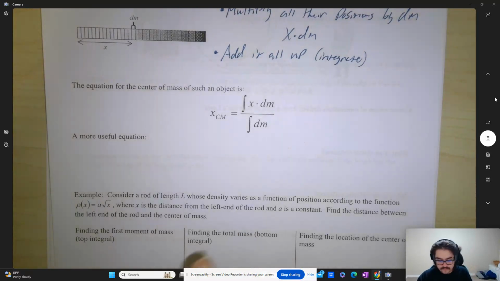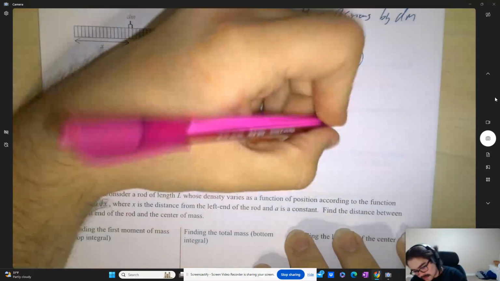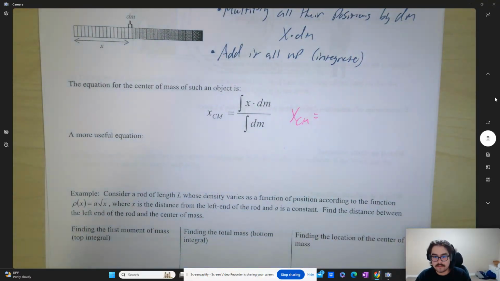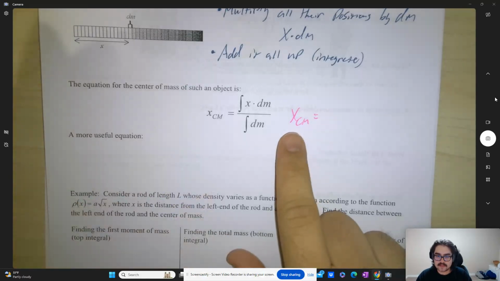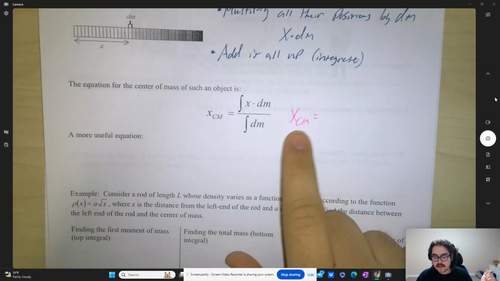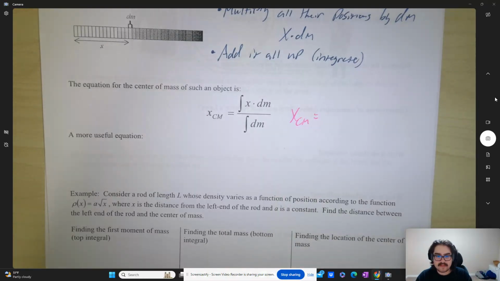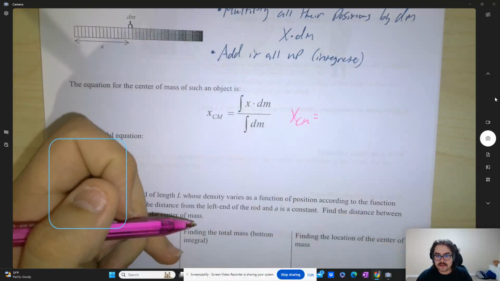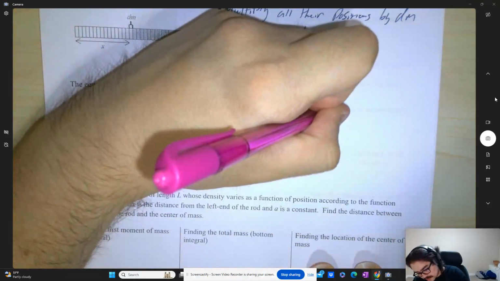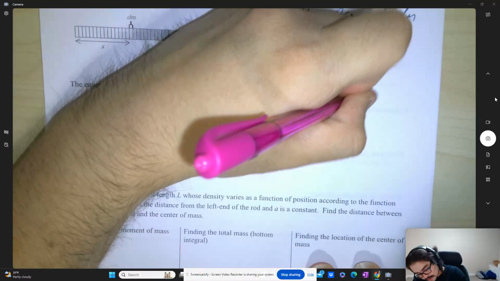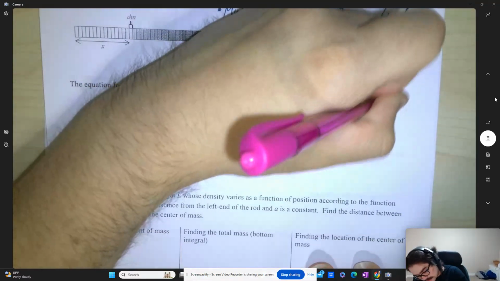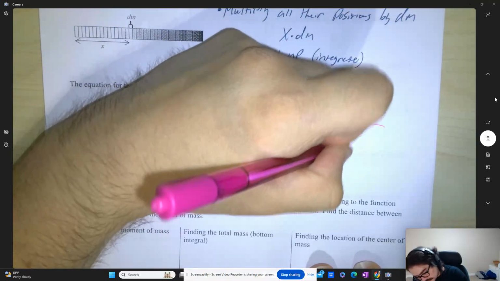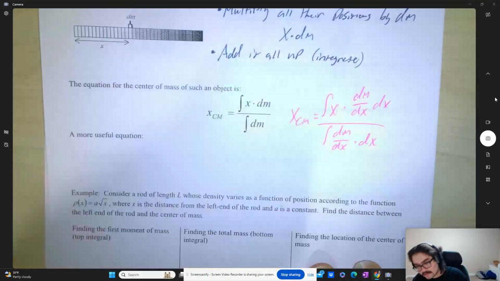Now there's another version of this equation that I can show you. If I take the center of mass and multiply the whole thing by 1, I'll multiply x sub cm by 1. It doesn't matter. But on the other side, I can multiply by dx over dx, on the top and on the bottom, and you're going to see something kind of crazy happen. If I take the integral here, I get the integral of x times dm over dx times dx, over the integral of dm over dx times dx.